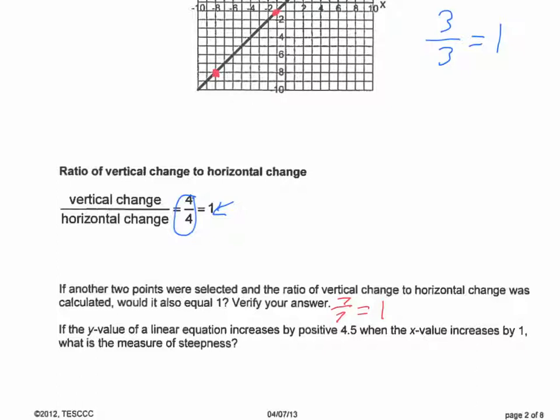Now it says if the y value of a linear equation increased by positive 4.5 when the x value increases by 1, what is the measure of its steepness? They're basically saying y value refers to our vertical change. Okay, this guy right here is the vertical change. So if that's 4.5 and our x value increases by 1, so our horizontal change is 1, what is the slope? What is the measure of the steepness? Well, 4.5 over 1 is still just 4.5. Okay, so that would be our slope, our steepness.